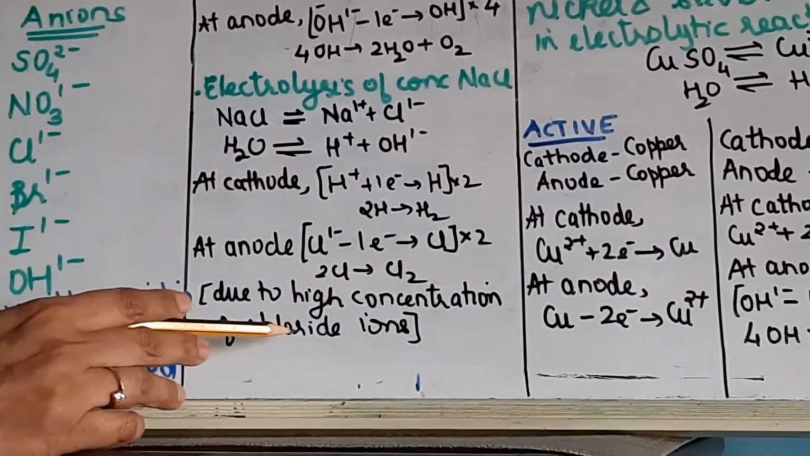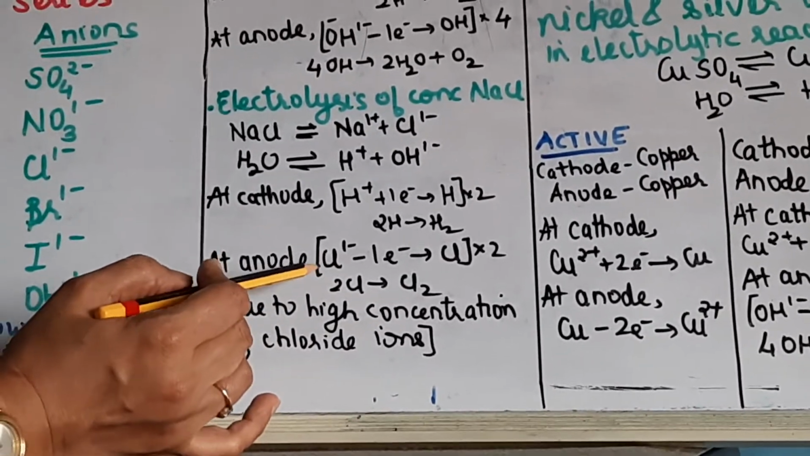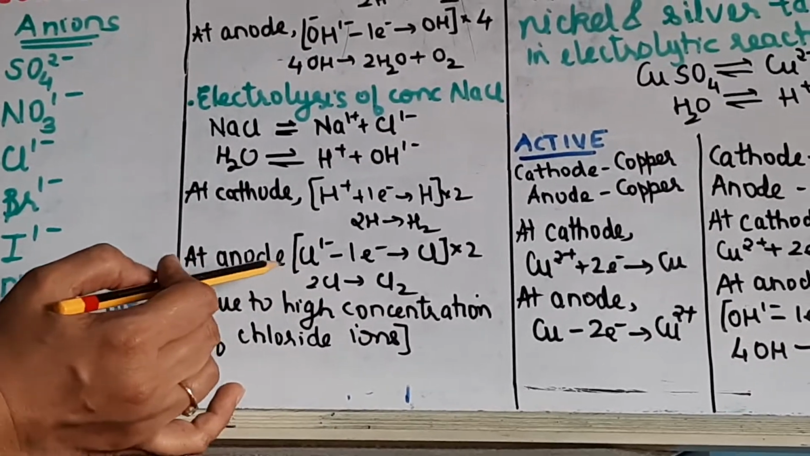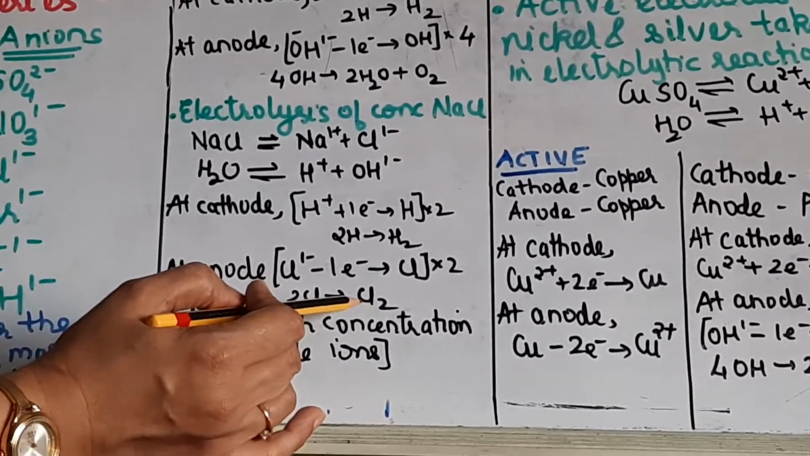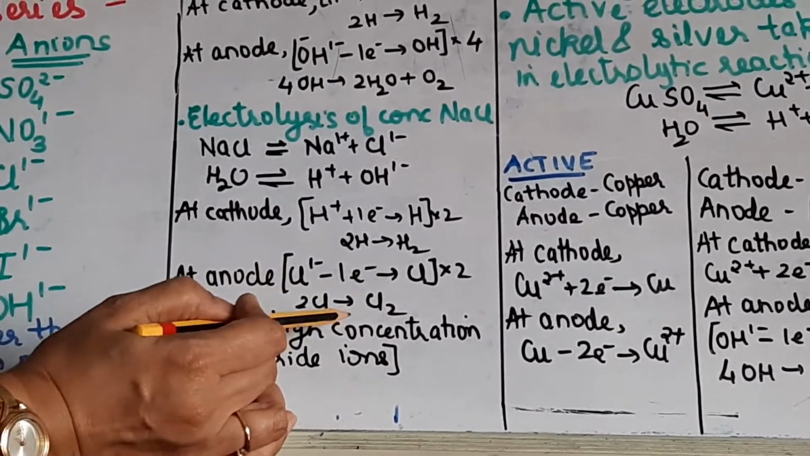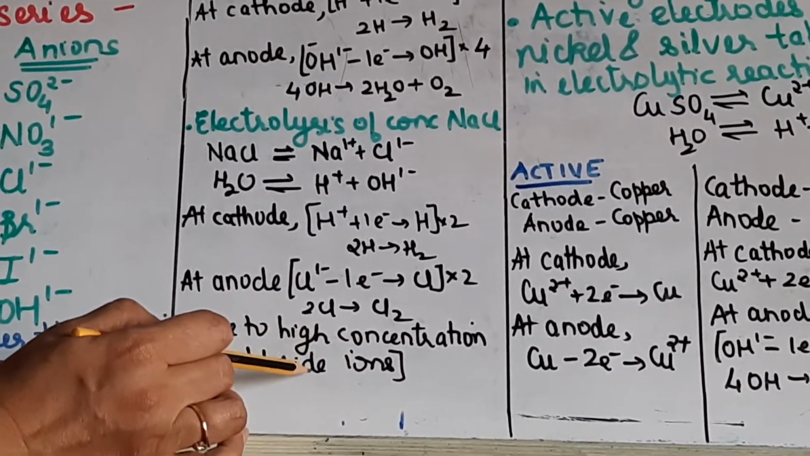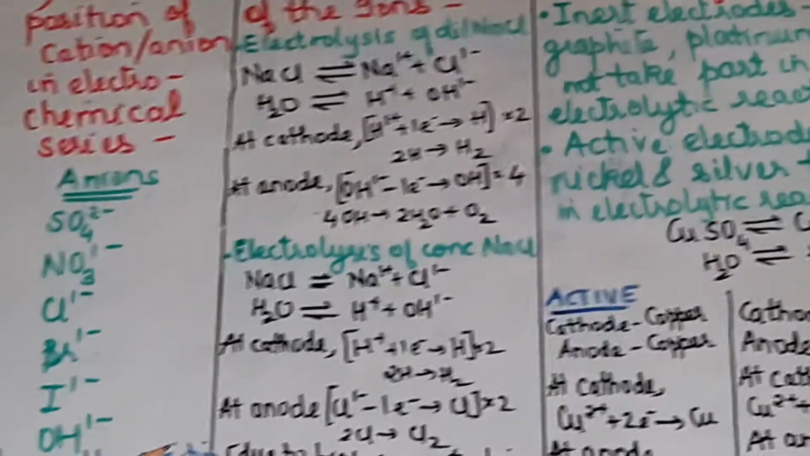Yes, are you getting this point? So when it is concerned with the electronegative ion, that is the anion, it will be the chlorine ions which will be formed at the anode, yes, and for cathode it will be hydrogen only. So this is mainly because of the high concentration of the chloride ions. Okay, so this is our second factor, that is concentration of the ions.